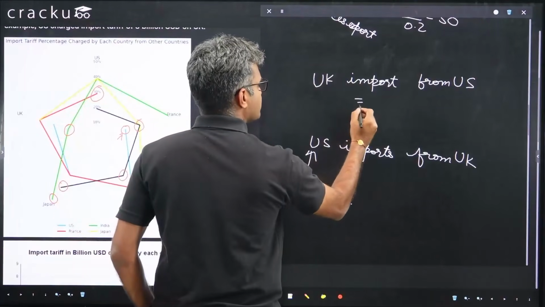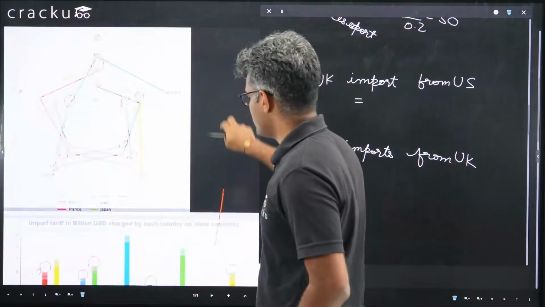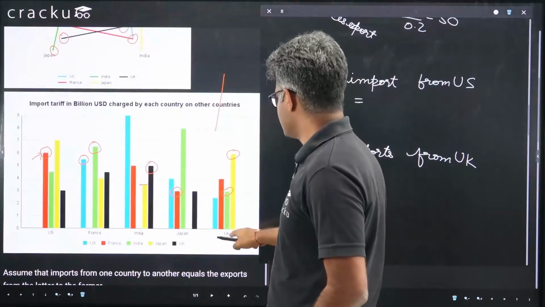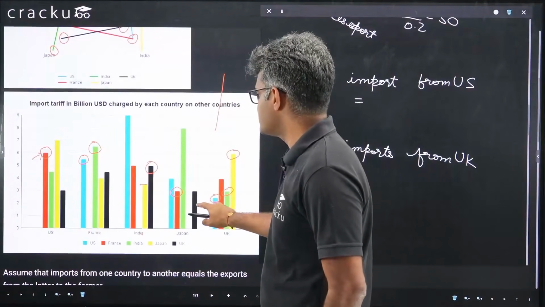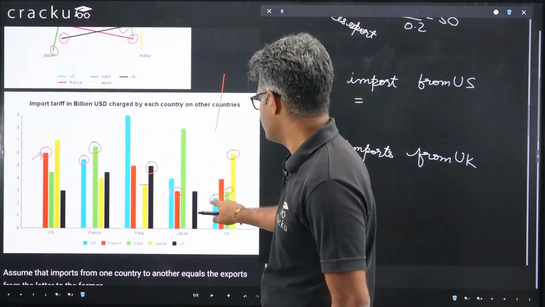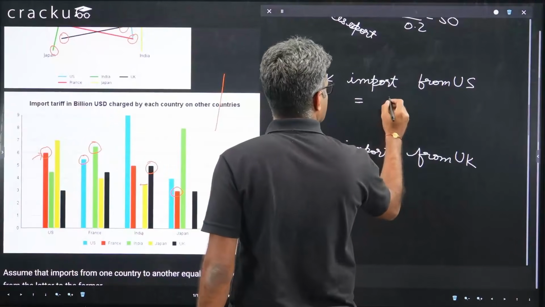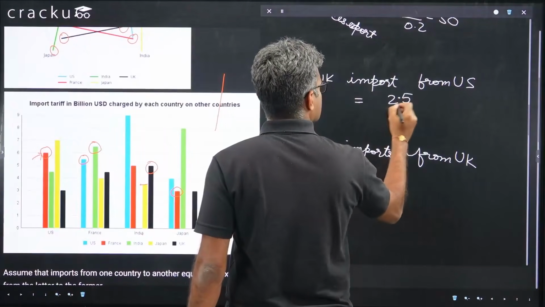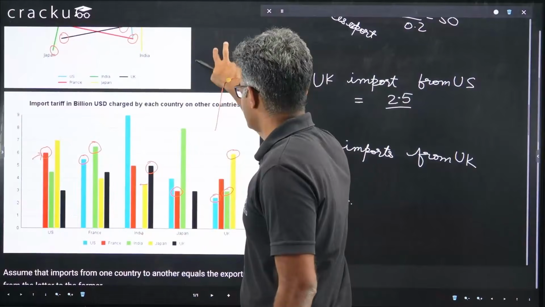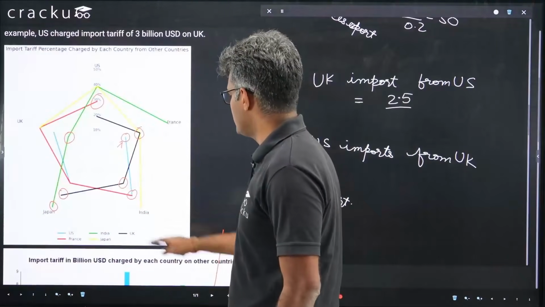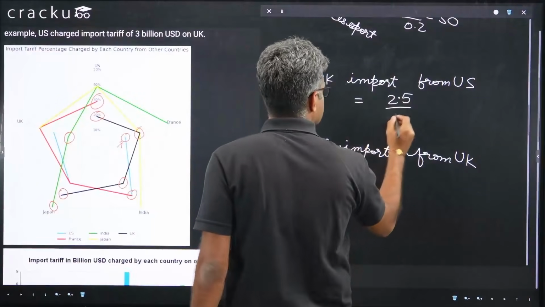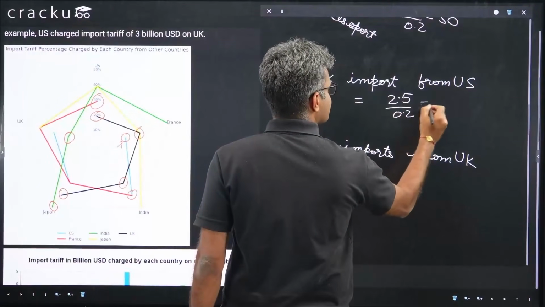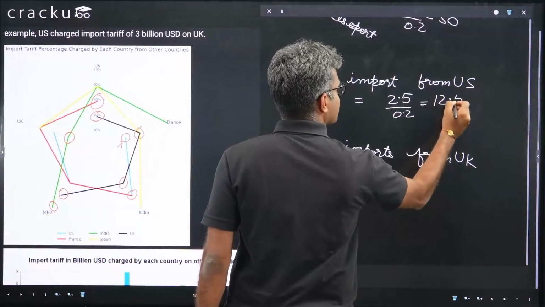What did UK import from US? What is the import tariff that UK has applied? This is UK. US is blue, so it will be this one. This is 2.5. And what is the import tariff charged by UK on US? UK is black. This is over here, 20%. Comes to equal $12.5 billion.